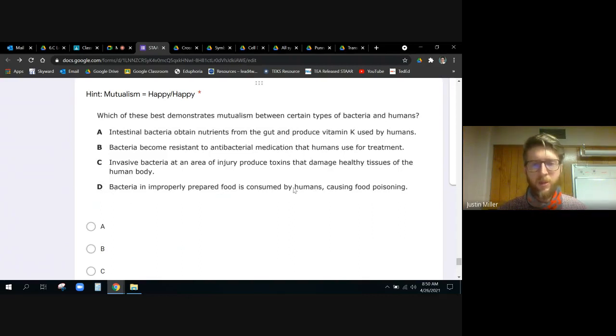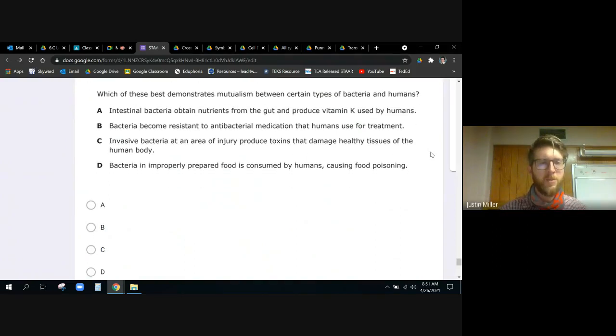Well, we can rule out D because food poisoning doesn't sound like a happy thing for people. B says bacteria become resistant to medication that humans use for treatment. So that doesn't sound like it's good for people. So it's either A or C, but A says that bacteria at the site of injury produce toxins that damage healthy tissues. That does not sound like it's happy for the person, right? So process of elimination will give you the answer on that one.